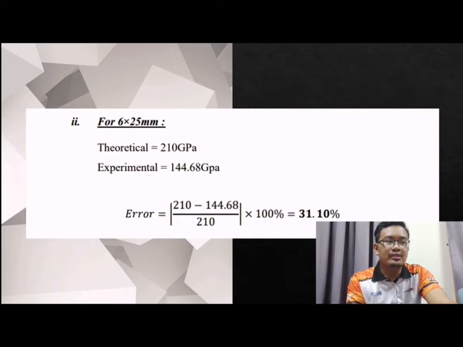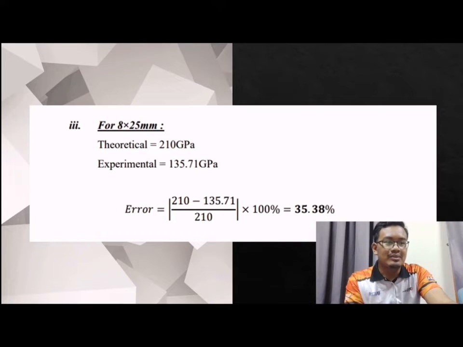We get 31.10%. And for the last specimen, theoretical value is 210 gigapascal and experimental is 135.71 gigapascal. We get 35.38%. So that's all for the calculation.